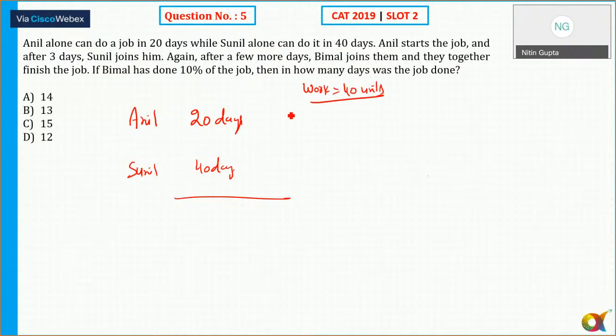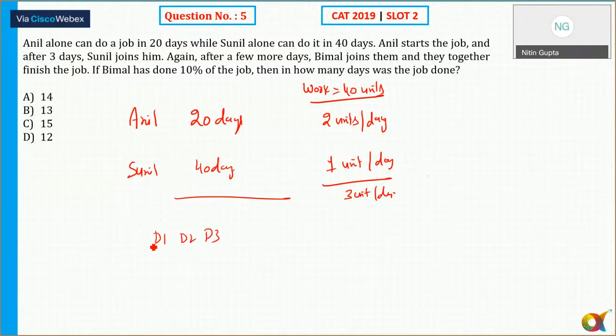So Anil can complete 40 units in 20 days. That means that is 2 units per day. Sunil can do 40 units in 40 days, so it means nothing but that is 1 unit per day. Now Anil starts the job and after 3 days, Sunil joins him. So for the first 3 days, day 1, day 2, and day 3, Anil can do how many units? That is 3 into 2, that is equal to 6 units.